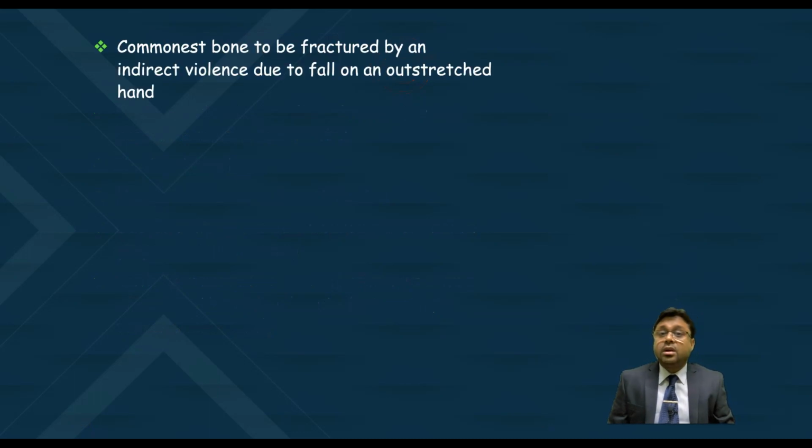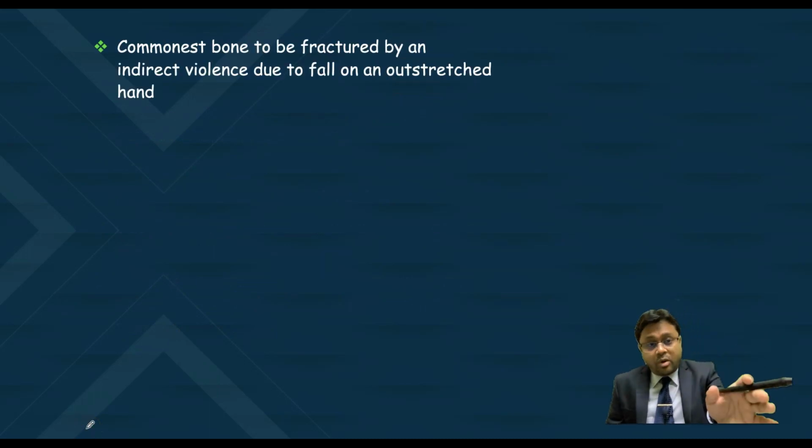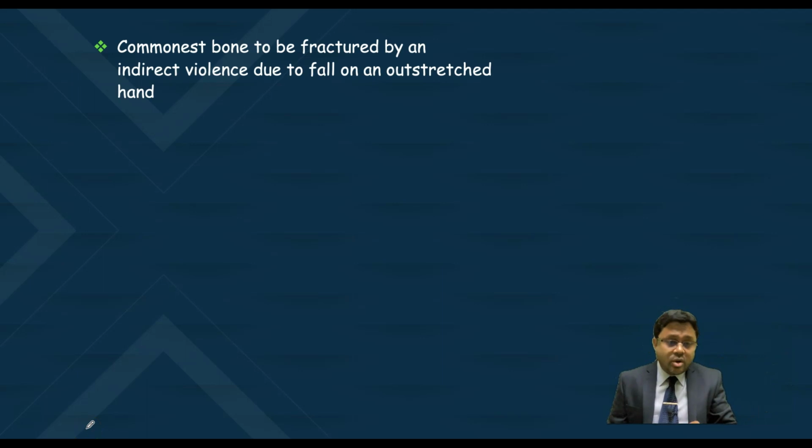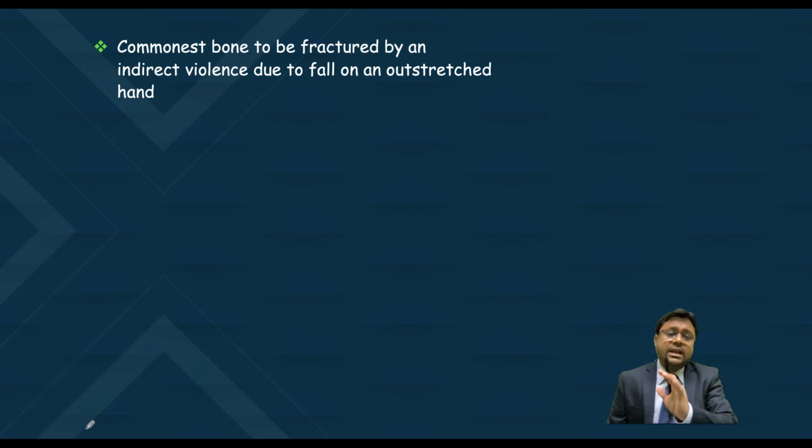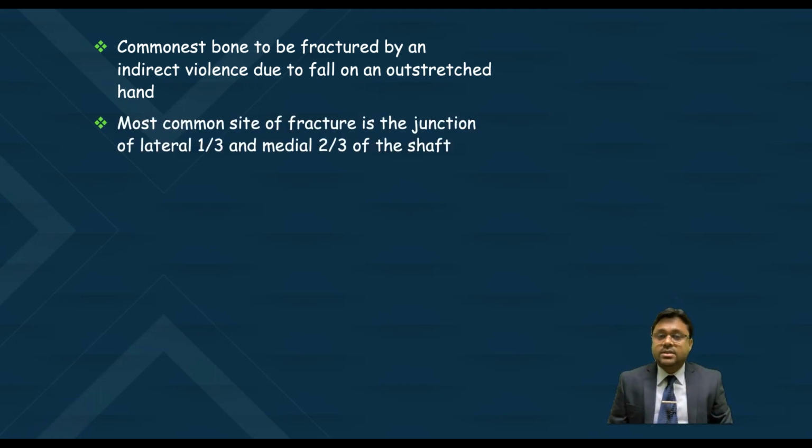What more? Due to a fall on an outstretched hand, it is the commonest bone to undergo fracture by indirect violence, because the force immediately traverses up the upper limb to reach the clavicle, which fractures at the particular site. So, commonest bone to be fractured by indirect violence due to fall on an outstretched hand. What else? As I told you umpteen times, the most common site of fracture of this bone is the junction of the lateral one-third and medial two-thirds of the shaft. So, that's all about the clavicle.